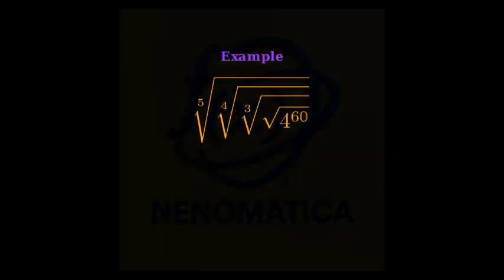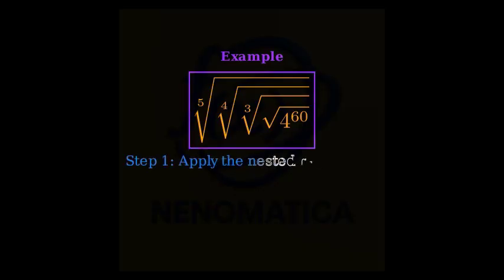Here is the example, and the expression will simplify. Step 1. Use the nested radical multiplication rule. The mth root of the nth root of a equals the m times nth root of a. We'll apply this repeatedly from the innermost radical outward.